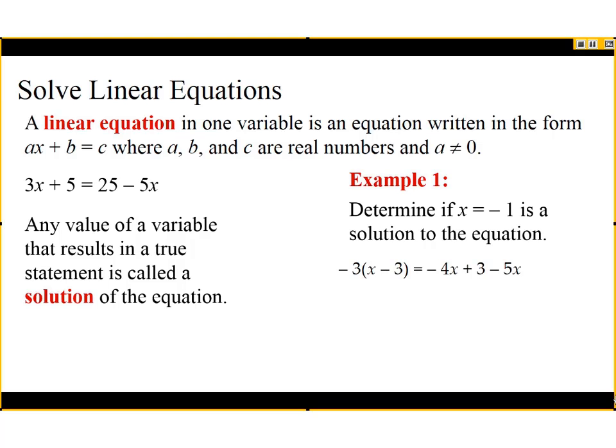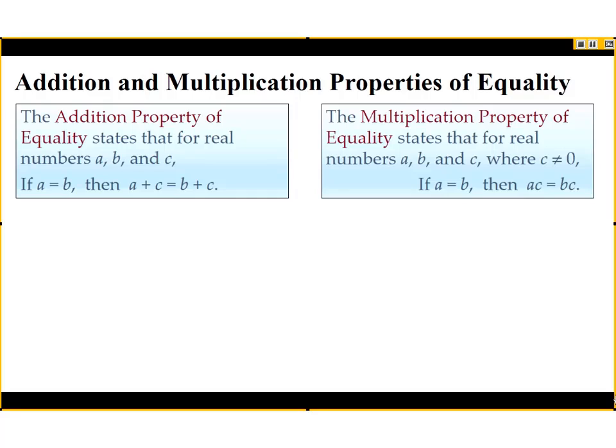So we should be able to determine whether a number is a solution to an equation. And that's really simple. All we have to do is substitute that number into an equation and see if it works or not. And we should do that at the end of solving any equation, to see if that is indeed a solution. So in this case, if I substitute negative 1 for x and check that out, looks like that is a true solution. So negative 1 is a solution for that equation. So we're going to learn how to solve these equations. Addition and multiplication property of equality. We're going to use these two properties to really solve equations.